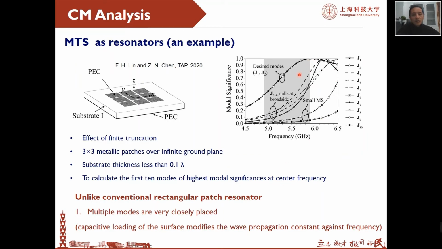Let's look at this table. So we see a lot of modes. Let's say for J1, J2, the mode 1, mode 2, they resonate around 6 gigahertz, and the rest are just a few hundred megahertz, less than 500 megahertz, higher than the first and the second resonance. So it's very different from a conventional rectangular patch resonator, in that for metasurfaces, we have multiple modes. They are very closely spaced to each other, probably due to the capacitive loading of the surface that modifies the surface wave propagation against the frequency.